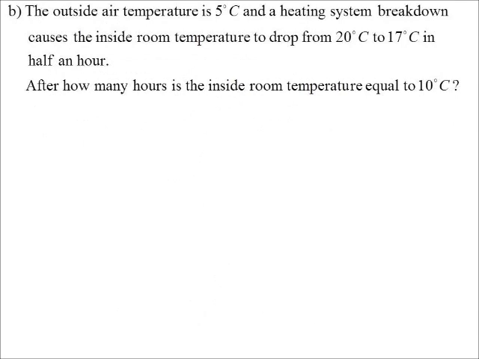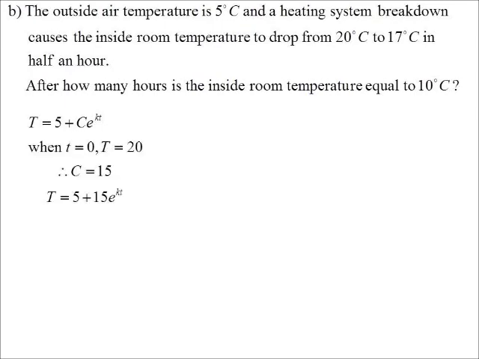Alright, so now we're going to solve a problem. Outside air temperature is 5 degrees Celsius, so we must be in winter, unlike right now. A heating system breakdown causes the inside temperature to drop from 20 to 17, and it takes half an hour to do that. We want to know how many hours until the temperature comes down to 10 degrees. So in this case, T will equal 5 plus CE to the KT. Remember that 5 is the external condition that it won't go past.